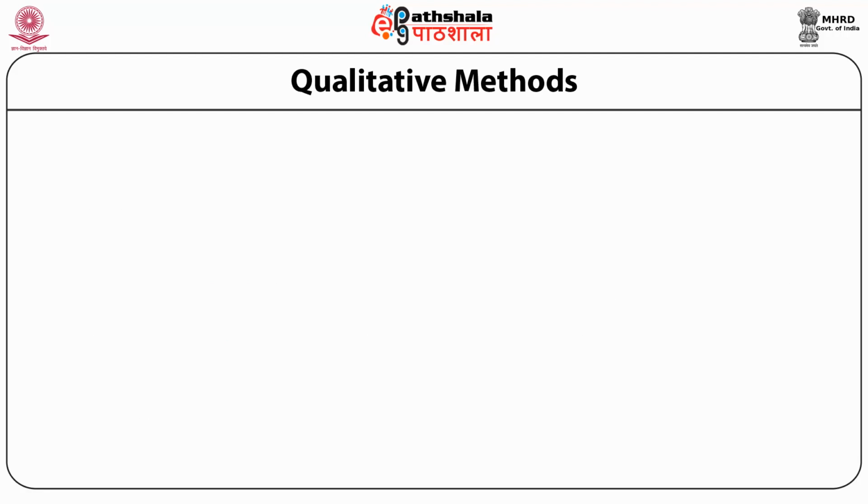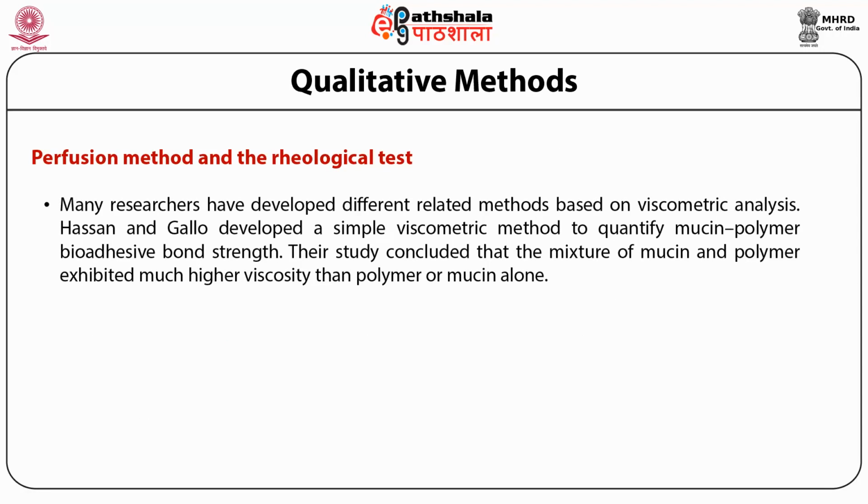The next method is referred to as the perfusion method and the rheological test method. Many researchers have developed different related methods based on the viscometric analysis. Amongst them, Hassan and Gallo developed a simple viscometric method to quantify mucin-polymer bioadhesive bond strength. Their study concluded that the mixture of mucin and polymer exhibited much higher viscosity than the polymer or mucin alone.